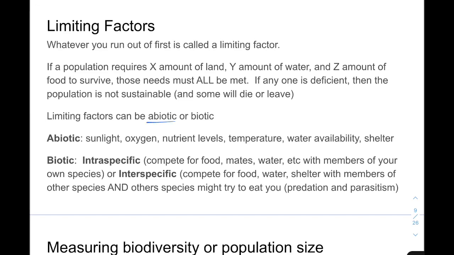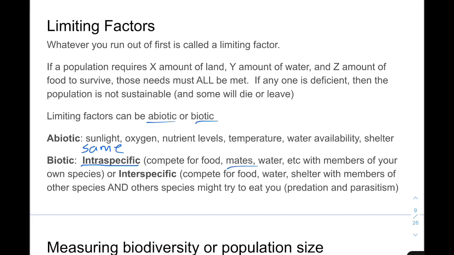Limiting factors can be abiotic, like amount of space or amount of water or sunlight or whatever. Or they could be biotic. Biotic can be something that is intra-specific. That means within the same species. Intra-specific means you're competing for food with members of your own species. If you are an ostrich, you eat ostrich stuff, and so do other ostriches. So the more ostriches are around, the more competition there is for food.